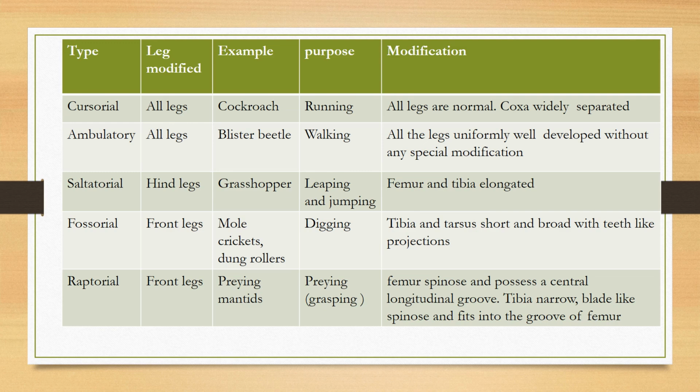Then coming to the raptorial type of legs, the front legs of the praying mantis. In the praying mantis, the forelegs are folded and called raptorial legs, having spine-like structures for grasping the prey. The femur is spinous and possesses a central longitudinal groove. The tibia is narrow, blade-like and spinose, and fits into the groove of the femur so that the prey can be crushed.